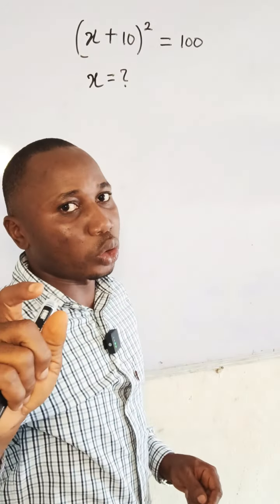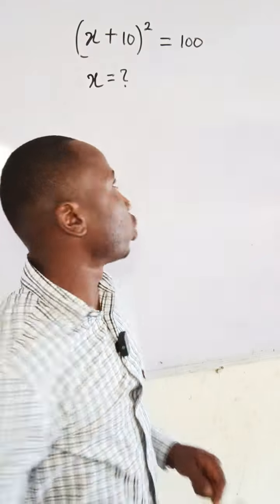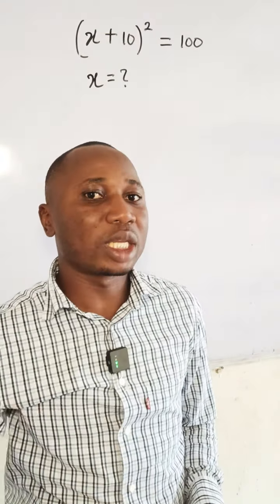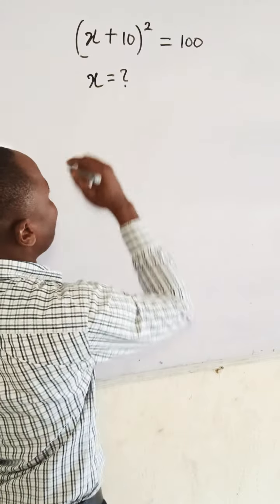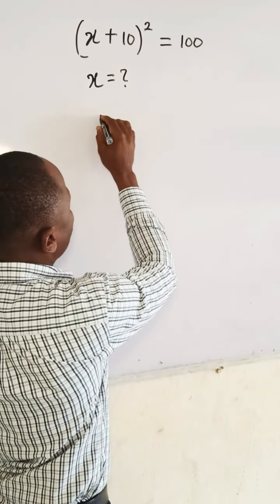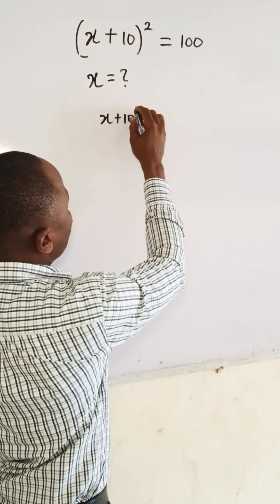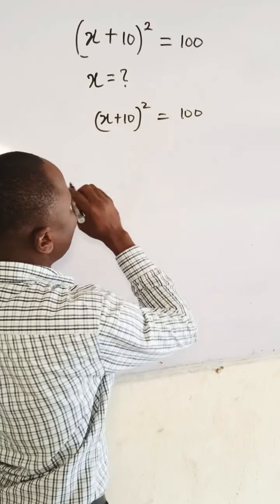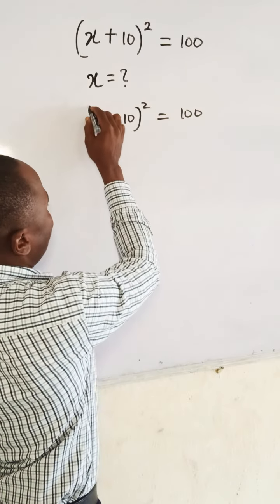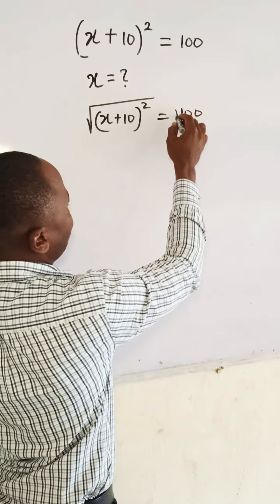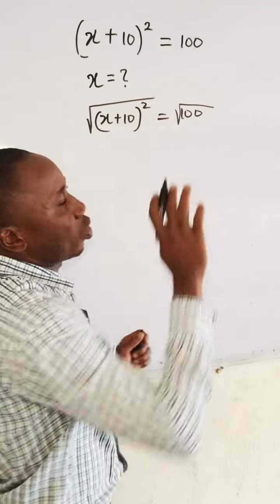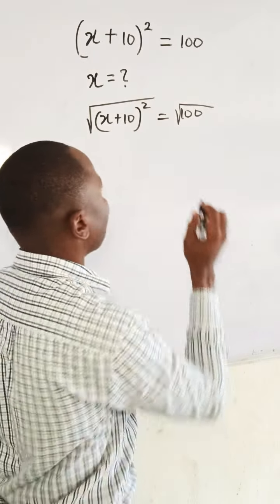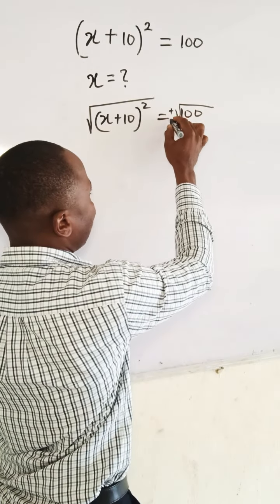So the first thing we are going to do is look for a way to do away with this power of 2. And the only way to do that is by taking the square root on both sides. So let's take the square root on both sides. We now have (x plus 10) raised to the power of 2 equals 100. When we take square root on both sides, it means we put the square root here and then we put another square root this side. That means we have taken square root on both sides. You understand? But the thing is, the square root on this side is going to carry a plus or negative.